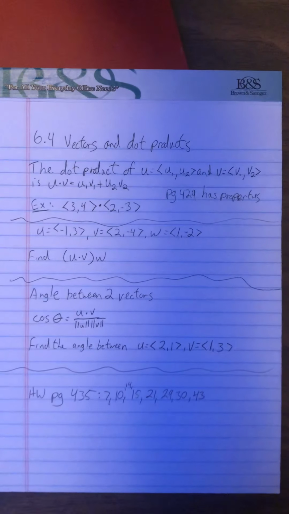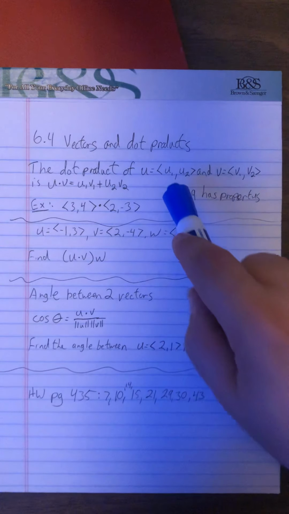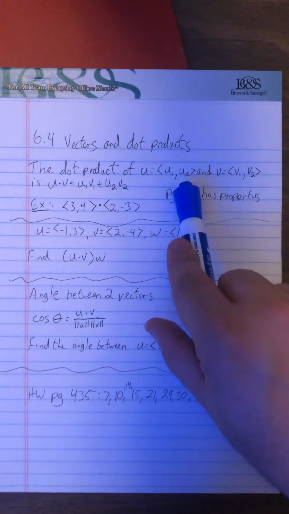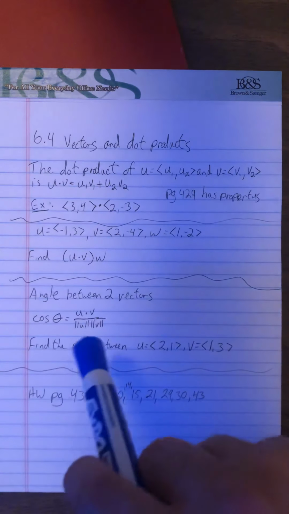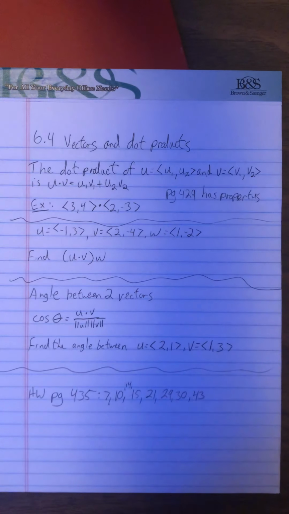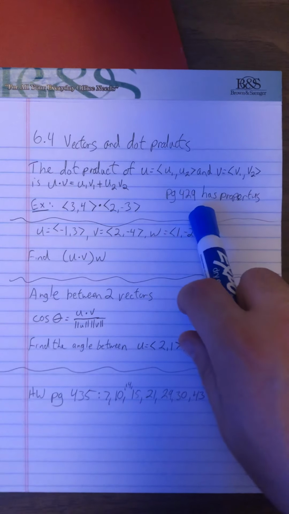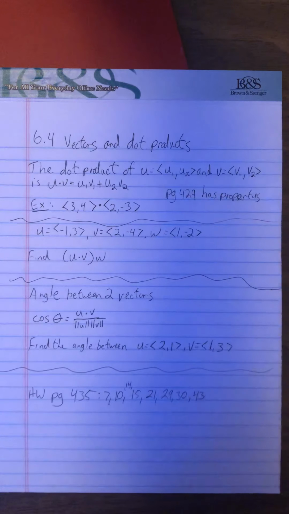The dot product, when given two different vectors, vector u and vector v, where the x component is u1, the y component is u2, and v1, v2. To find the dot product, it changes two vectors in component form into a single scalar. Page 429 has a bunch of properties for different dot products, but the dot product is a mode of multiplication for vectors that changes two separate vectors in component form into a single scalar.